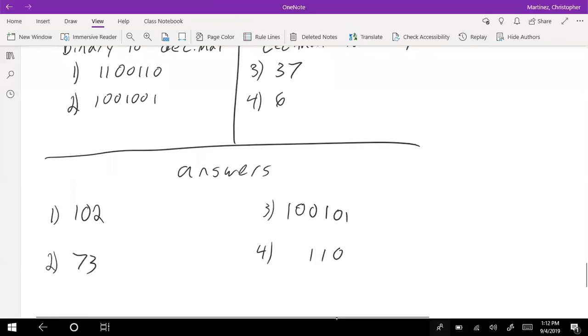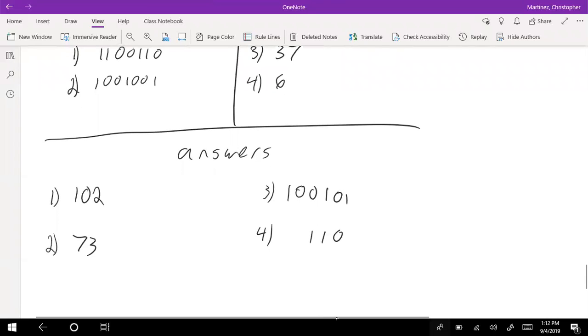All right, so here are the answers. 1100110 ends up being 102. 1001001 ends up being 73. 37 is 100101, and 6 is 110. It is always fine to have extra leading zeros in binary digits.